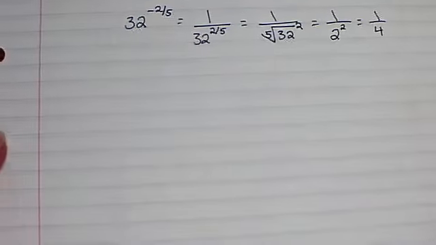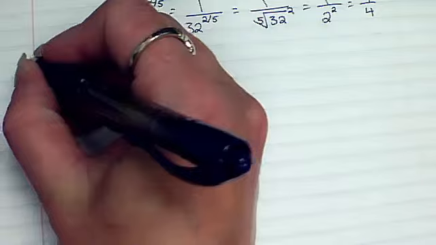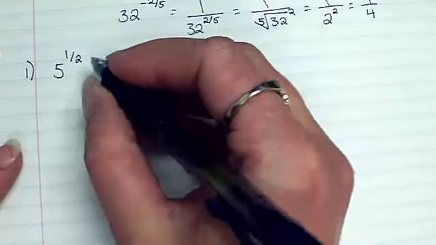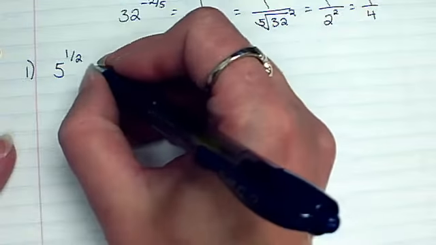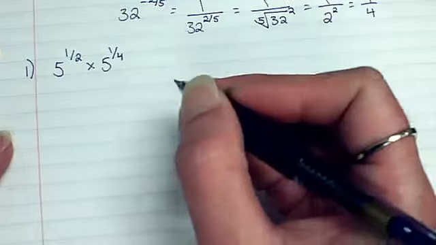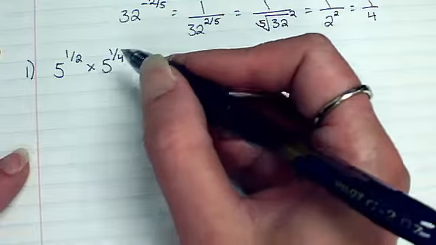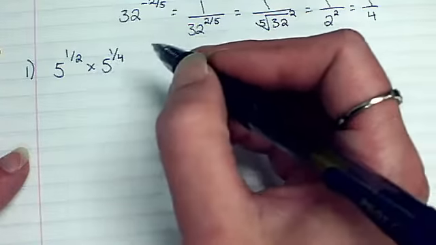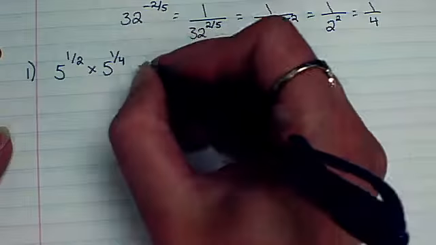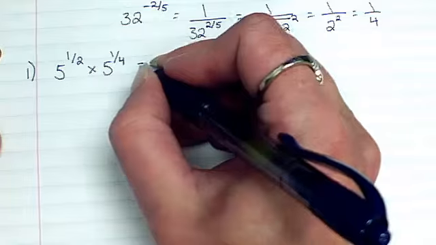All right, let's look at some more examples. Working with these are called rational exponents. Now, why are they called rational exponents? Well, rational numbers are numbers that can be represented as fractions. So rational exponents just means I have fractions in the exponents. All the rules stay the same.